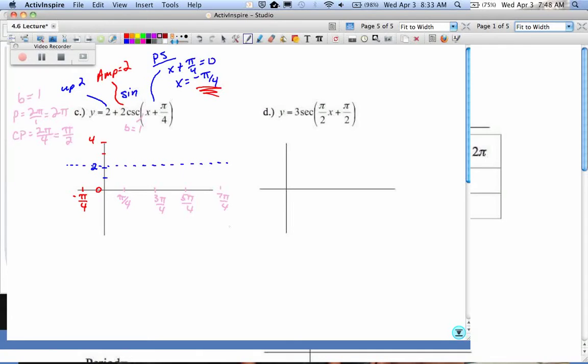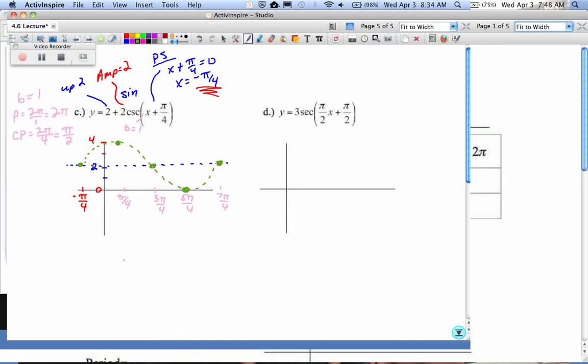Where does sine want to start? At 0, it wants to start at the midline. But remember, we shifted to the left pi over 4, so that's where the dot should go. Am I going to have a dot on the y-axis? No, because the next critical value is this pi over 4 here. So then we'll be at a maximum there, and a midline there, and a minimum there, and back to the midline there. So that's our sine curve.